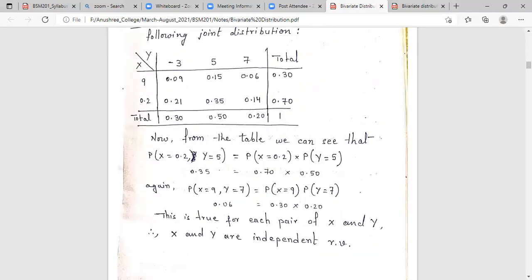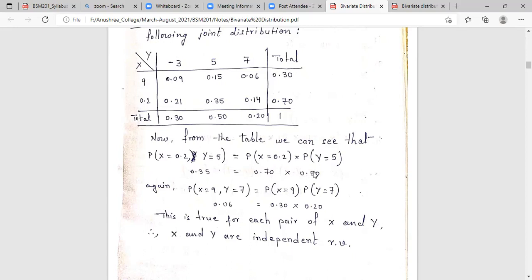First, let us take probability x equals 0.2 and y equals 5. It should be the product of probability x equals 0.2 and probability y equals 5. From the table, for x equals 0.2 and y equals 5, that entry is 0.35. And if I take the product also, it becomes 0.35. So for this pair of bivariate data, it is independent.